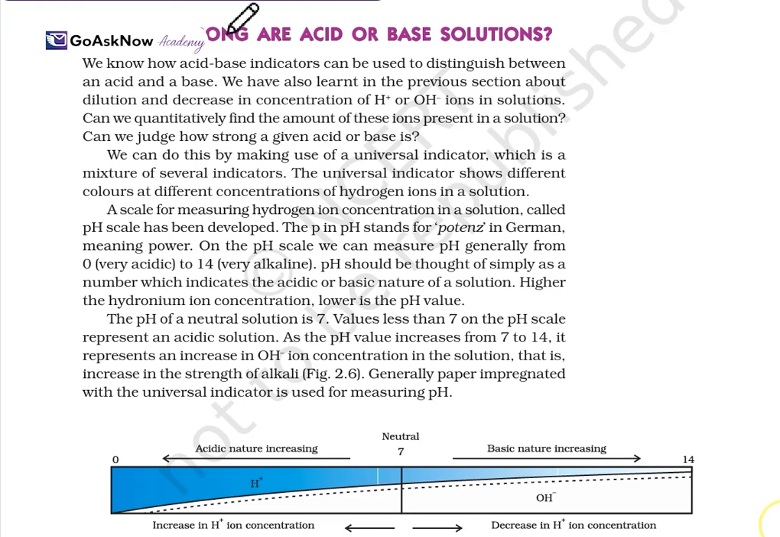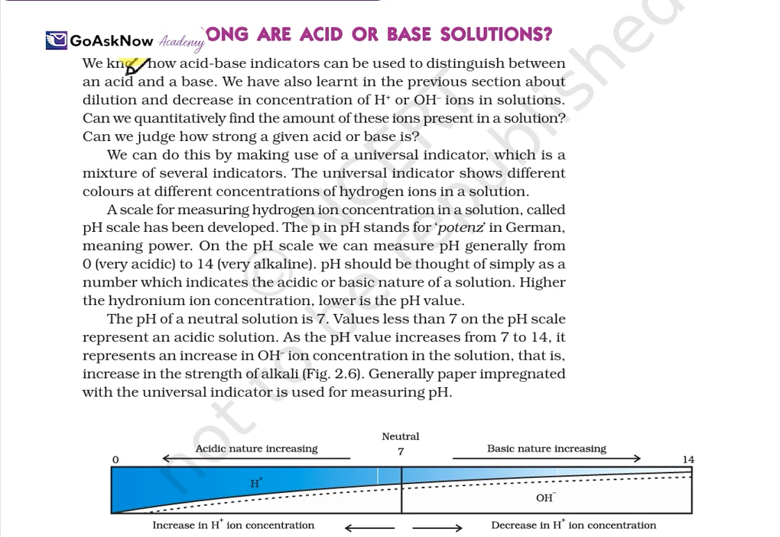So today we will study part 2 of chapter number 2, acids and bases. Here we will study the pH scale, how it works, and what the different values are for acidic and basic nature. How strong our acid or base solution is, that we can determine only with the help of the pH scale. Okay, we need the pH scale for determining that particular thing.